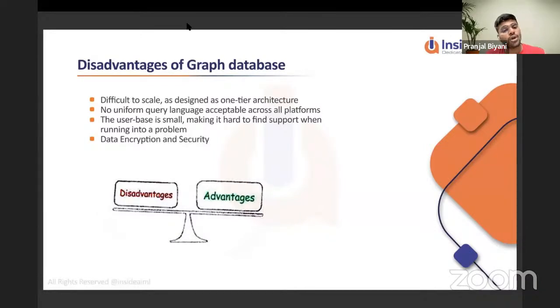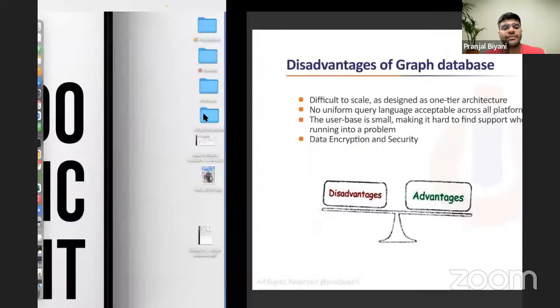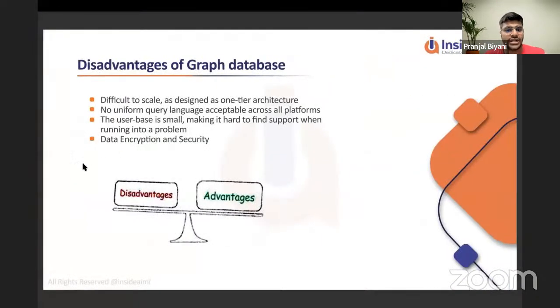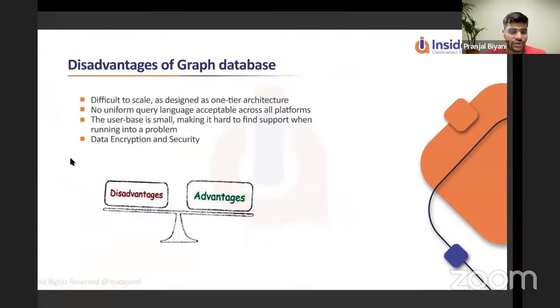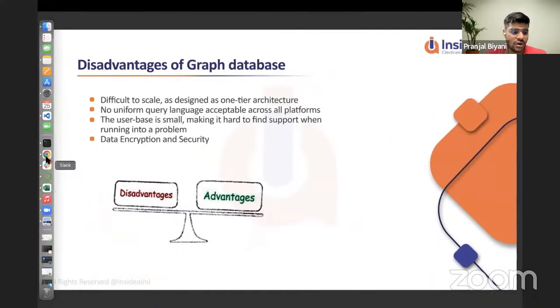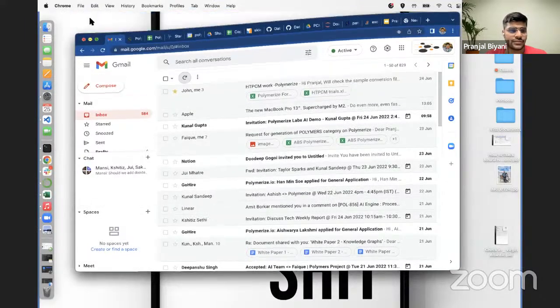Rajendra ji, there's a lot of use cases. If you want to go and find some use cases on Neo4j, you can definitely go online. Okay, I'd suggest going online and finding a resource.